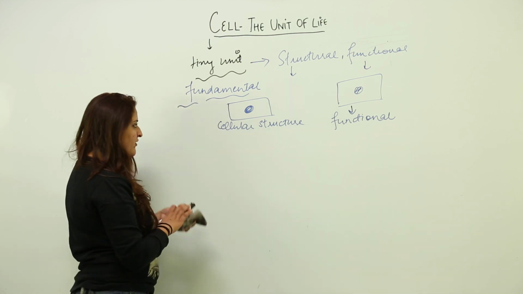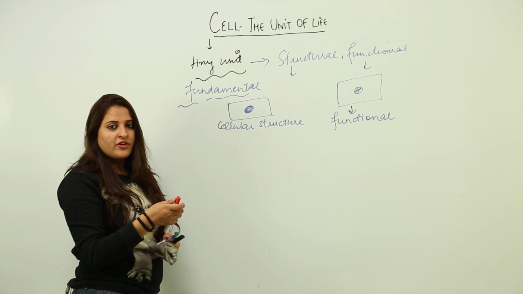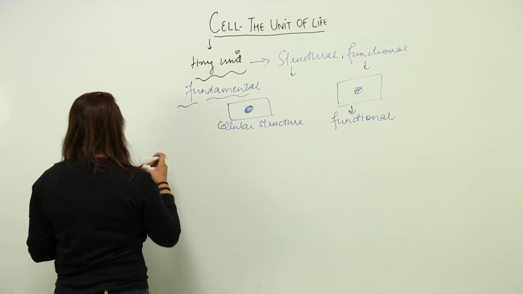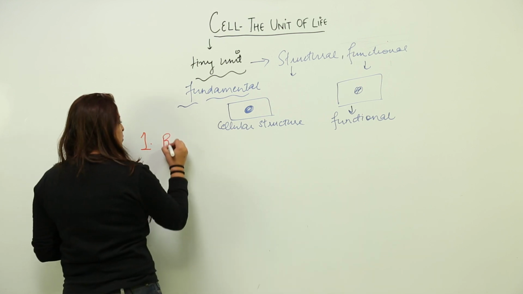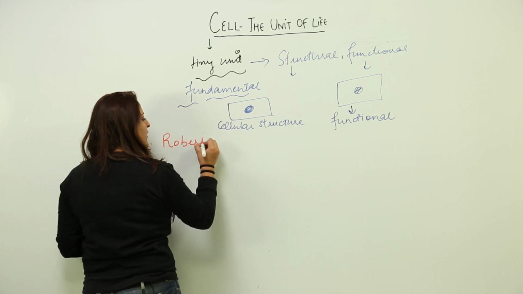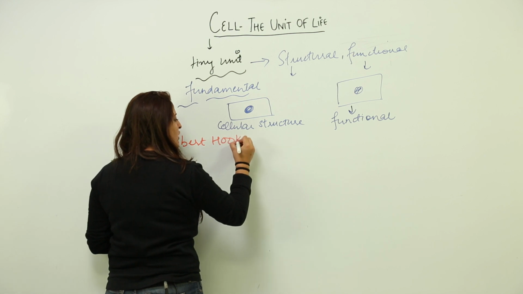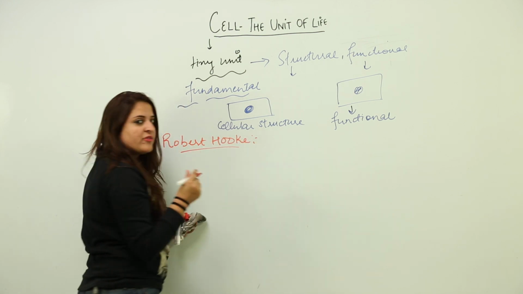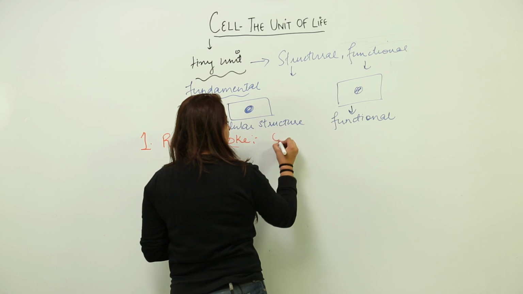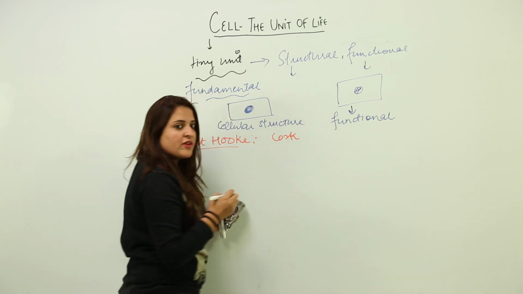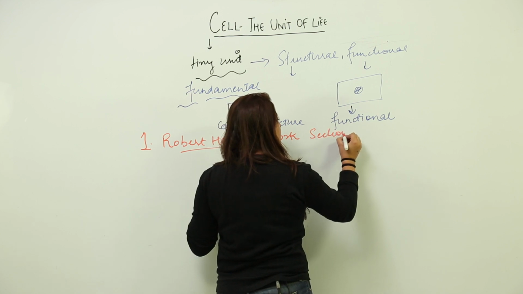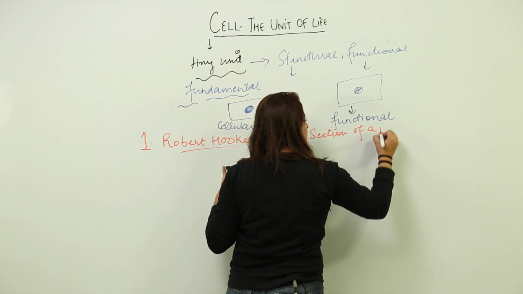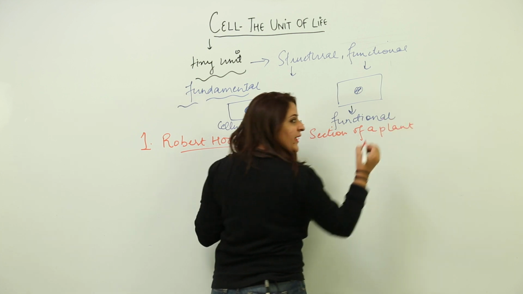Now let us talk about some historical background of how the cell was discovered. The first scientist to discover the cell was Robert Hooke. Robert Hooke was the first scientist who actually observed a cell. He observed this cell in a cork section of a plant, and that plant was Quercus.